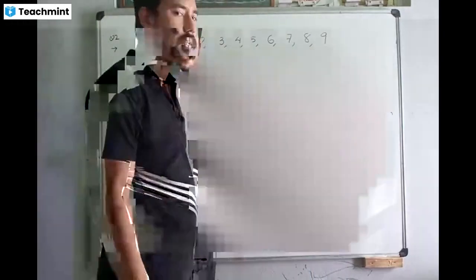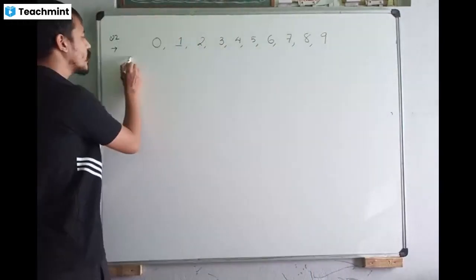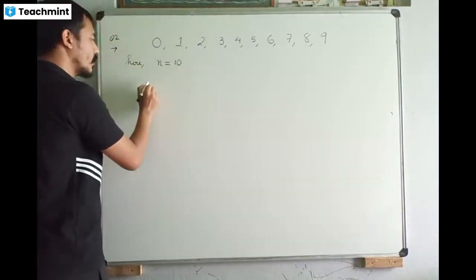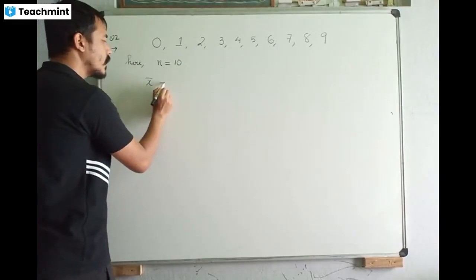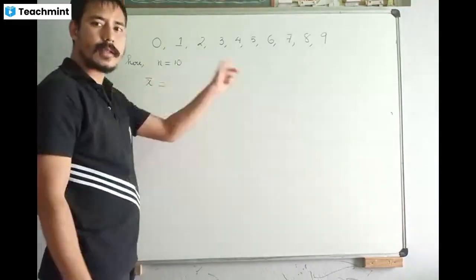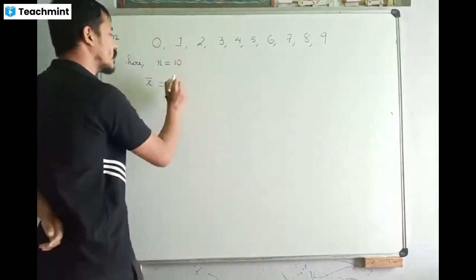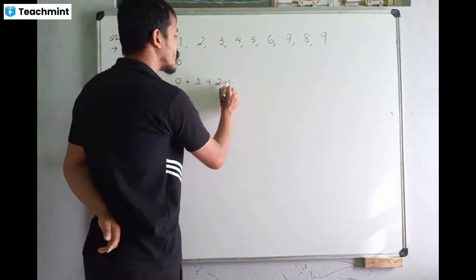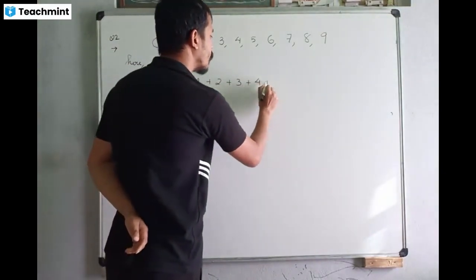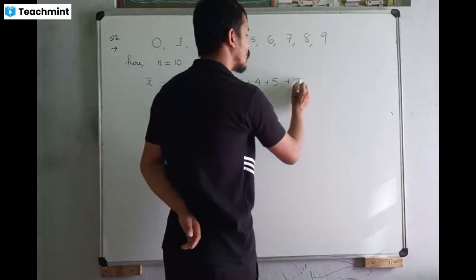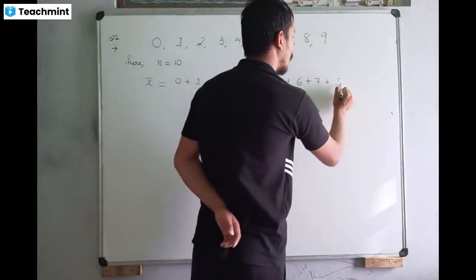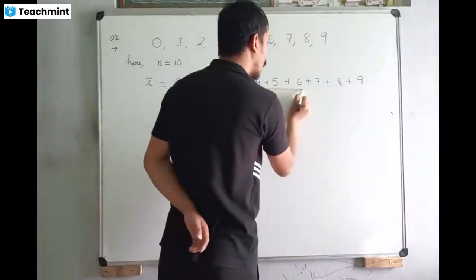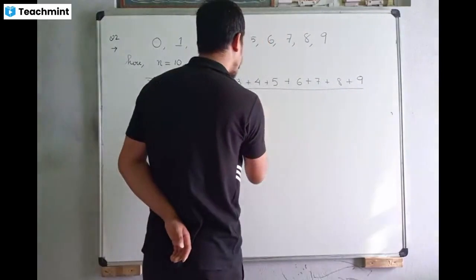Now we want to find out the arithmetic mean. So here your number of items is 10. So your arithmetic mean will be given by the sum of all the items in this series, that is 0 plus 1 plus 2 plus 3 plus 4 plus 5 plus 6 plus 7 plus 8 plus 9, divided by the number of items, that is 10.